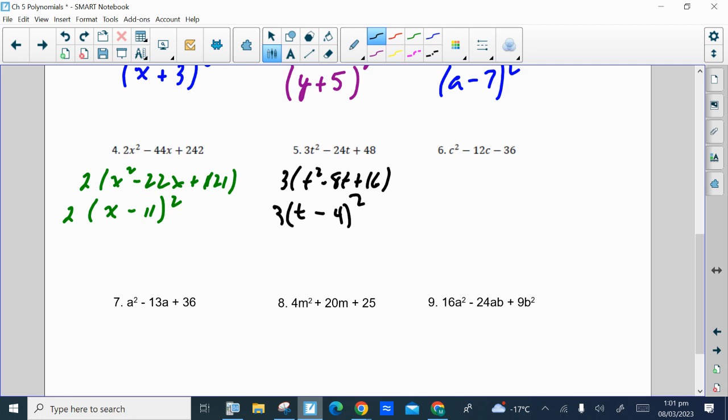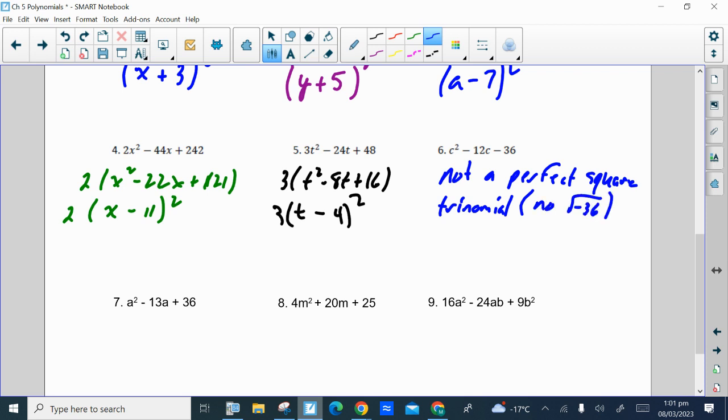Okay? Now, question 6 is not a perfect square trinomial because you can't take the square root of the last term. There is no square root for a negative number. So this is not a perfect square trinomial. Because there's no square root of negative 36. Cannot take the root of a negative number.